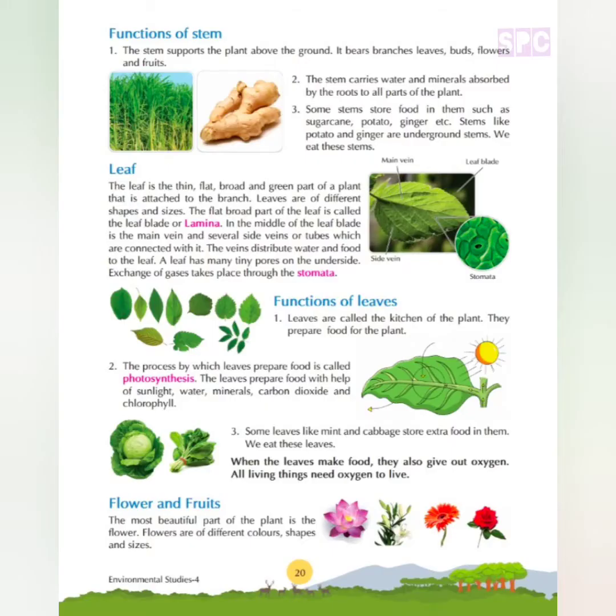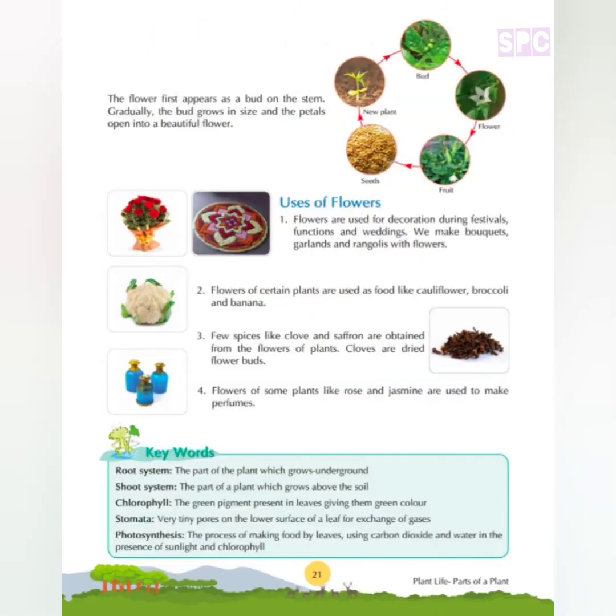Let's move on to flowers and fruits. The most beautiful part of the plant is the flower. Flowers are of different colors, shapes, and sizes. The flower first appears as a bud on the stem. Gradually, the bud grows in size and the petals open into a beautiful flower.